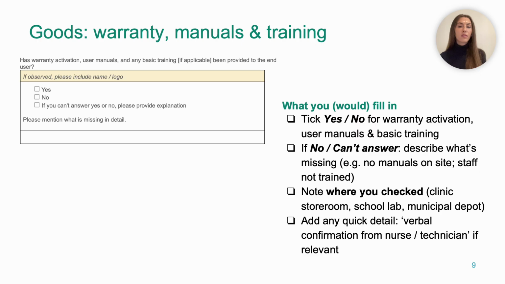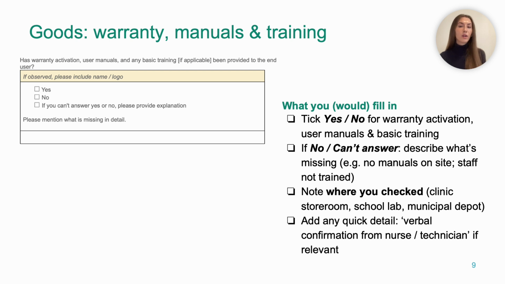So for example, devices installed but no warranty card or activation documents found, or new laptops delivered but the teachers say they received no training and cannot log in. Also make sure to mention where you checked this, so it could be in the clinic ward, in the school lab, at the municipal store, or whether staff members themselves confirmed it.